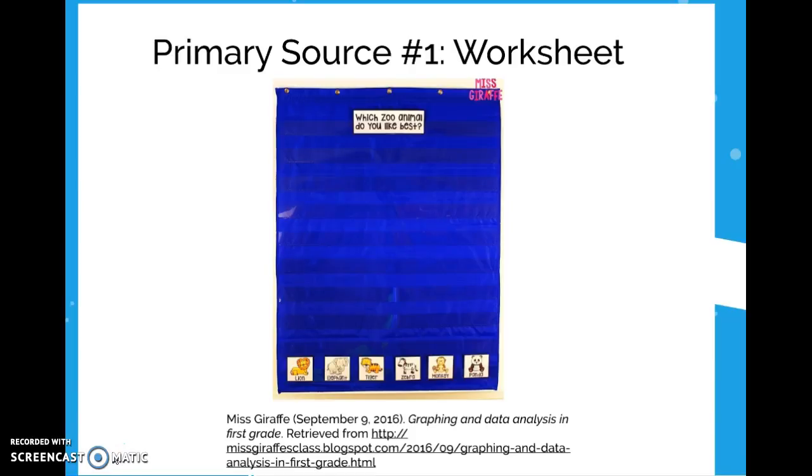I will have 6 zoo animals, and you will put your name tag above the zoo animal that you like best. So here we have a lion, elephant, tiger, zebra, monkey, or panda.